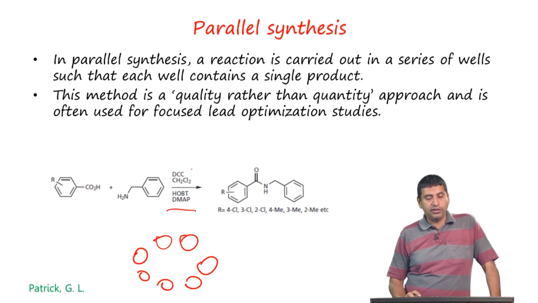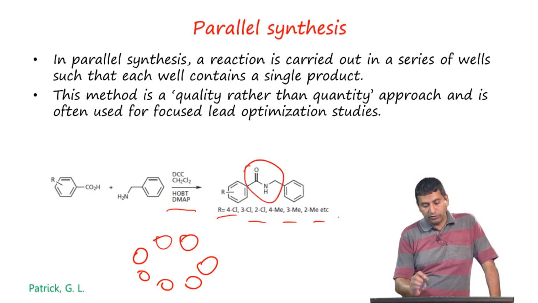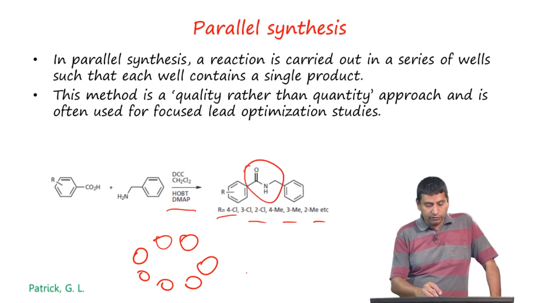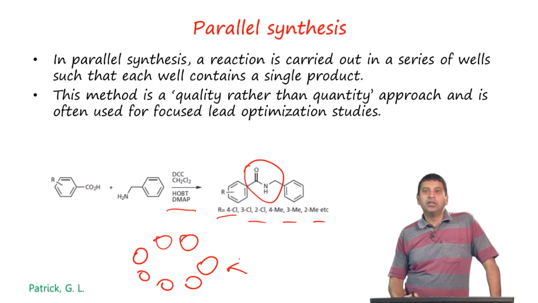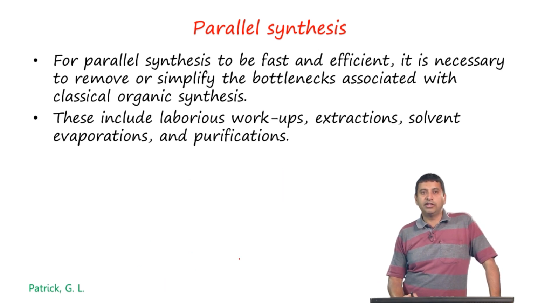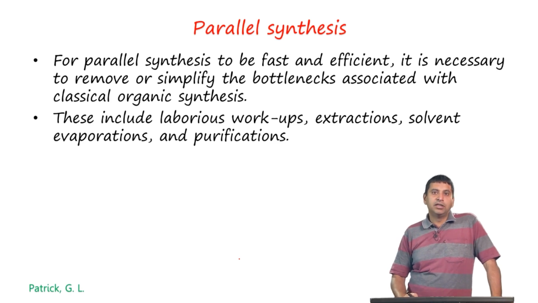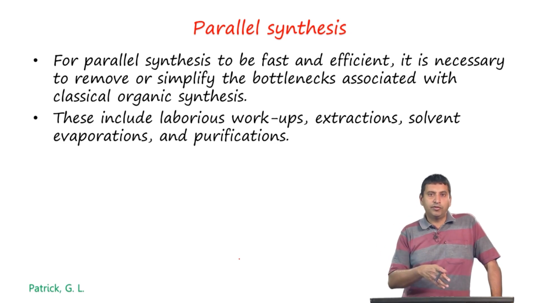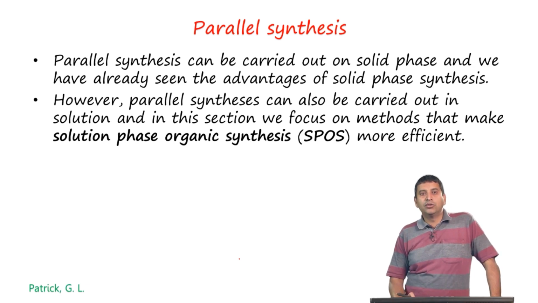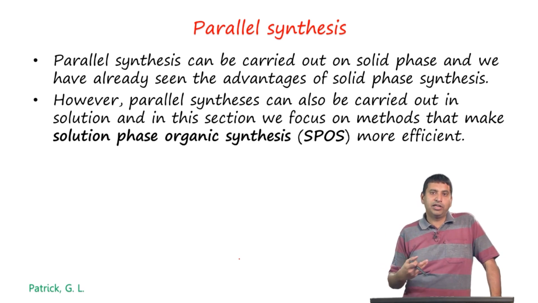So, you can do a DCC, HOBt, DMAP coupling and form an amide, and so here you can change each of these functional groups over here, and each of these vessels will give you a single product. For parallel synthesis to be fast and efficient, it is necessary to remove or simplify the bottlenecks associated with classic organic synthesis. These include laborious workups, extraction, solvent evaporation and so on. So, if you do this on a solid phase, then you can sort of remove some of these aspects. So, instead of using solution phase synthesis, we would try and use as much as possible solid phase, so that we can exploit the advantages of this method.